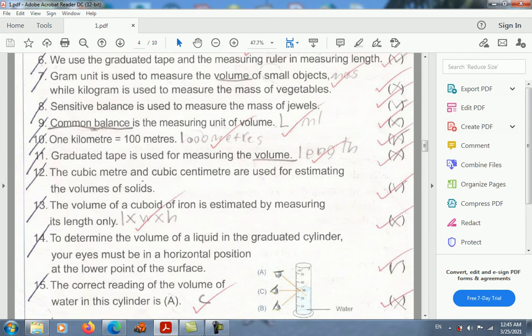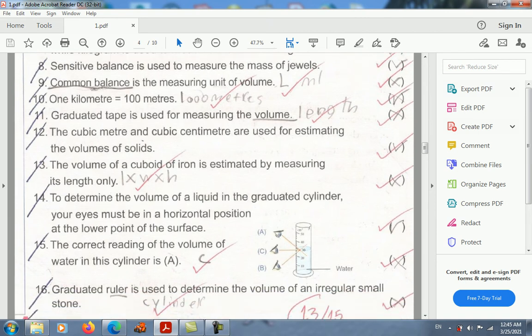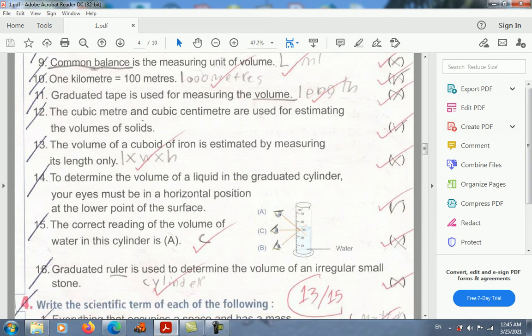6. We use the graduated tape and the measuring ruler in measuring length. Correct. 7. Gram unit is used to measure the volume of small objects, while kilogram is used to measure the mass of vegetables. This is wrong. Actually, it's the mass, not the volume, of small objects. 8. Sensitive balance is used to measure the mass of jewels. Correct. 9. Common balance is the measuring unit of volume. Wrong. It's liter, which is the measuring unit of volume.